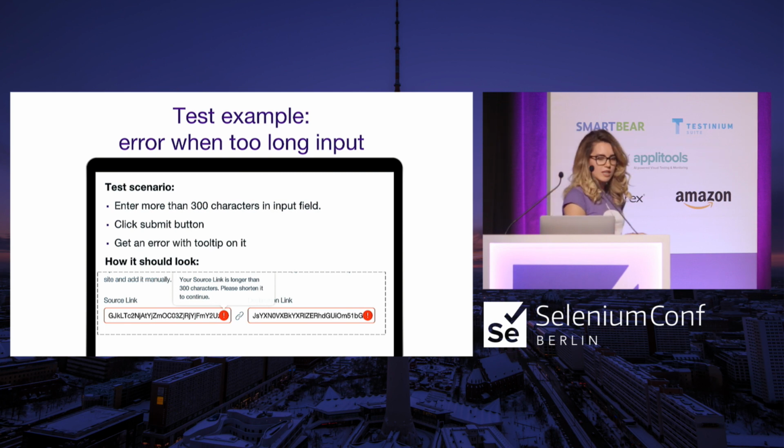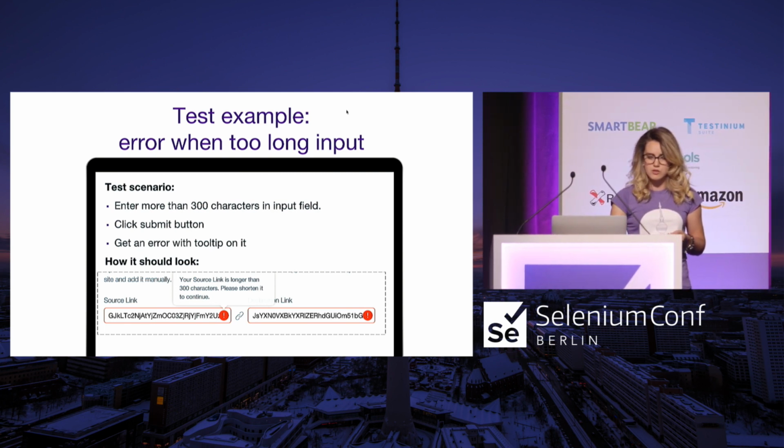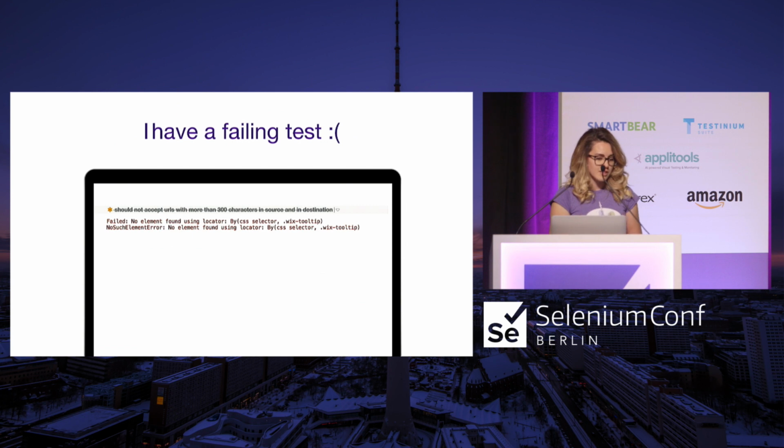For example, I have a test which checks that when you're typing more than 300 characters in the input field, it shows you an error. An error in that specific case means that you're seeing a red border, a red icon, and a tooltip which explains to you what exactly is broken. And of course, I have a failing test. That's basically a log from our TeamCity server.